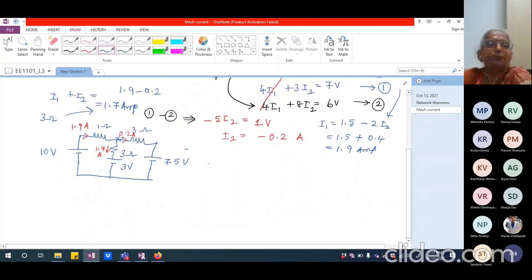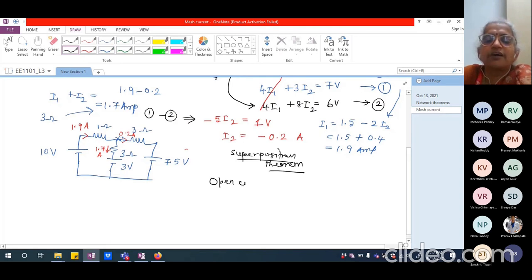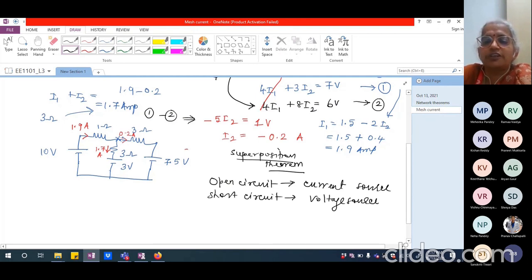Fine. Now let us try to employ the superposition principle. So let me try to put the superposition theorem. You should always open circuit the current source and short circuit the voltage source if you want to nullify it. Open circuit the current source and short circuit the voltage source.